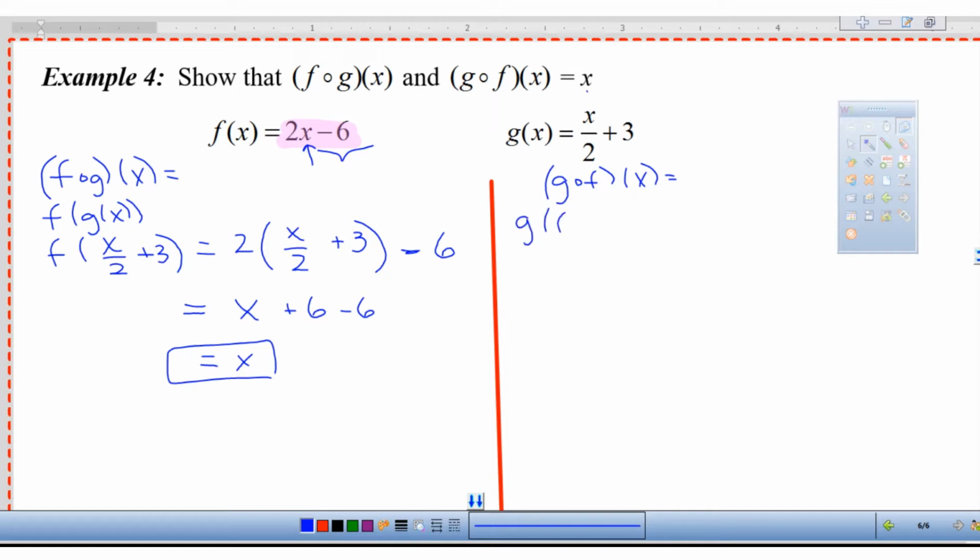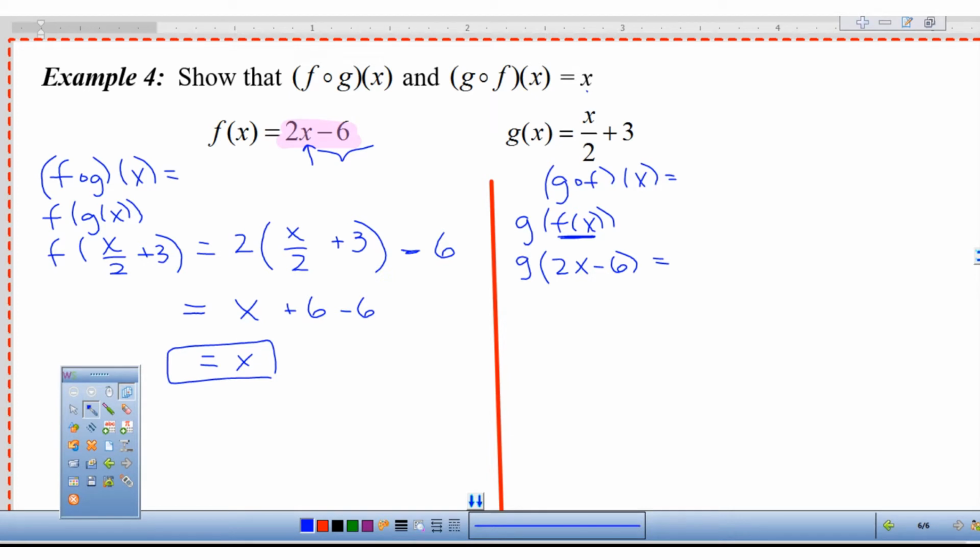This is g of f of x. Replace that with what f of x is, which is 2x minus 6. So I'm really finding g of (2x minus 6). Go into your g of x, which is right here highlighted in yellow, and wherever you see an x, put in 2x minus 6. So you have (2x minus 6) over 2 plus 3.